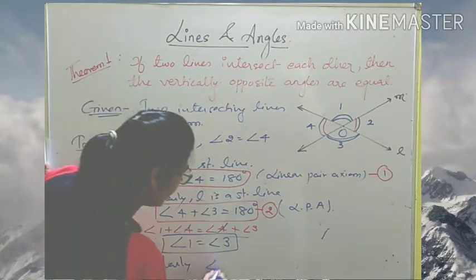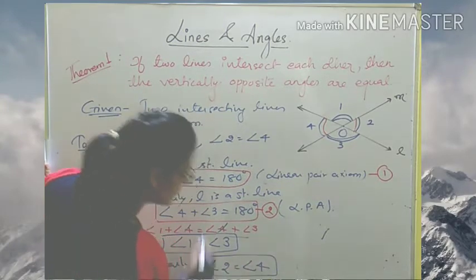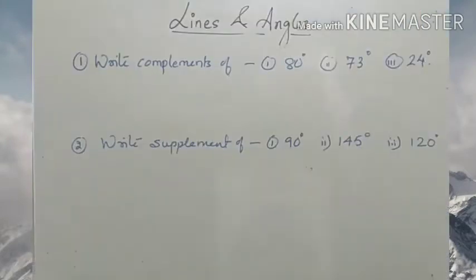Similarly, angle 2 is equal to 4. So this is hence proved. So this is the proof of your theorem. Clear? When we have to follow the same steps to prove the other point, we will write the word similarly. Complements of the given angles.